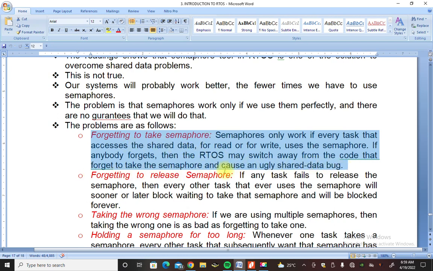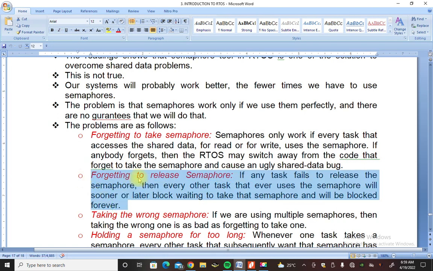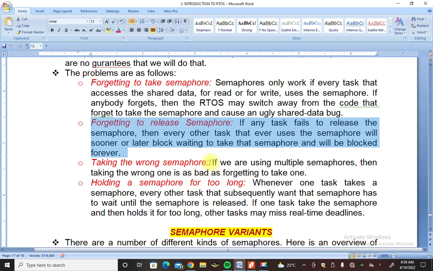So forgetting to take the semaphore will create a problem, and forgetting to release the semaphore is again a big disaster. If any task fails to release the semaphore, then every other task that ever uses the semaphore will sooner or later block waiting to take that semaphore, and will be blocked forever, which is again a big disaster, as we know very well.